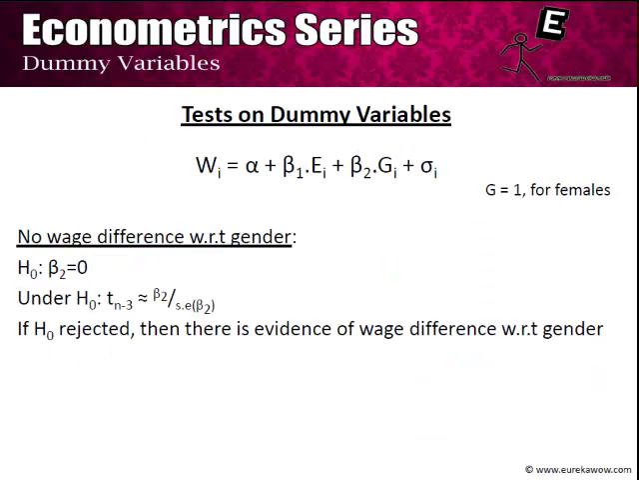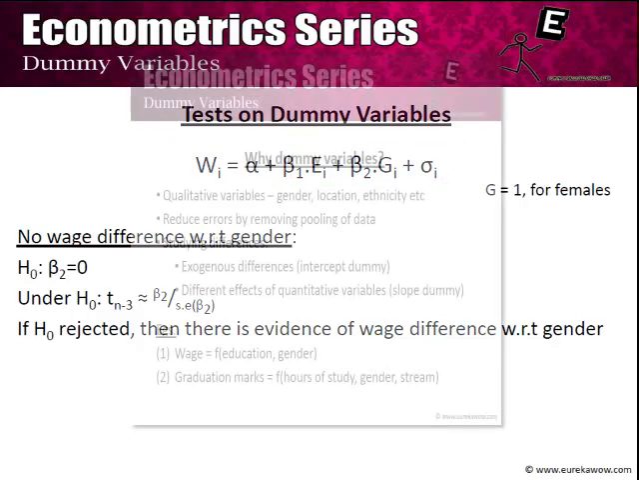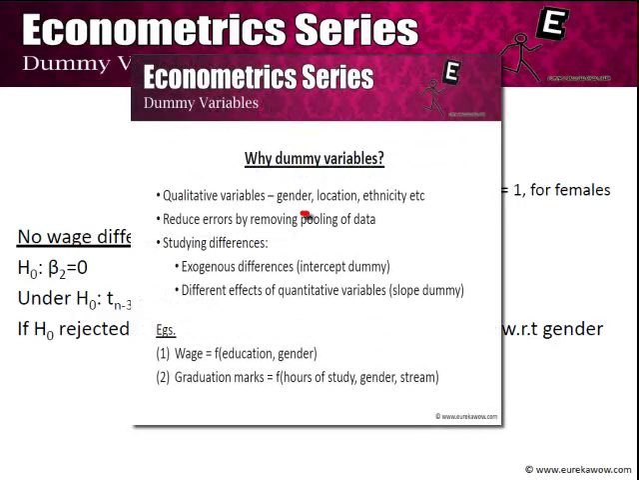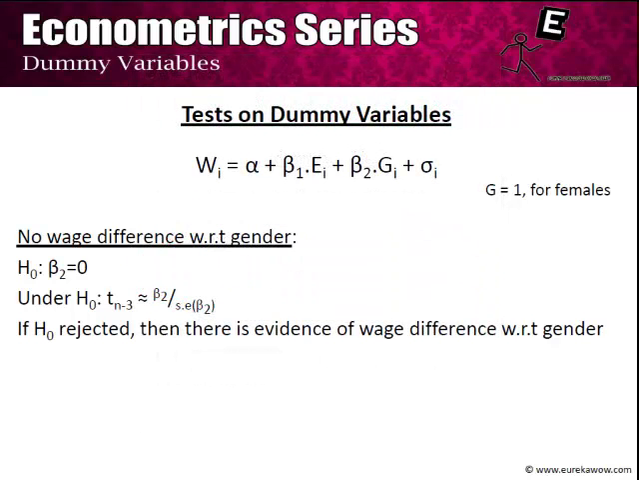The final topic that we turn to is the tests on dummy variables. In this case, first let us consider a dummy variable in which there is one attribute, and that attribute has two categories. So in our module we talk about the wage example, which is Wi equal to alpha plus beta 1 Ei plus beta 2 Gi plus epsilon i, where Gi equal to 1 for females. As we had talked about in our first slide, we can use dummy variables to study differences between the two categories. So for example, if we want to say that males and females earn the same wage for every education level, then we have to test whether beta 2 is significantly different from 0 or not.